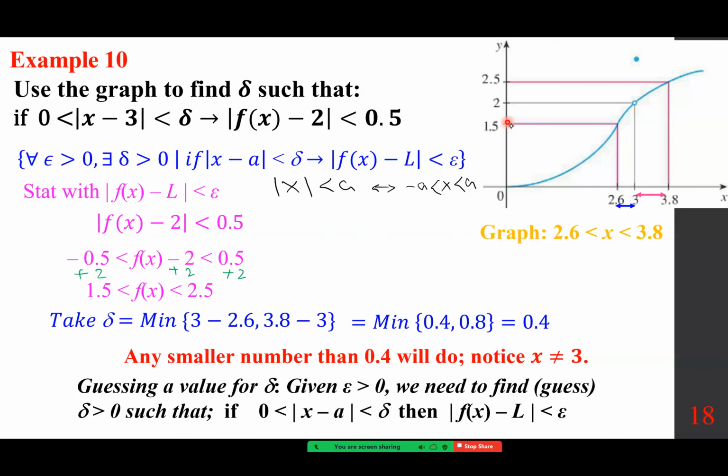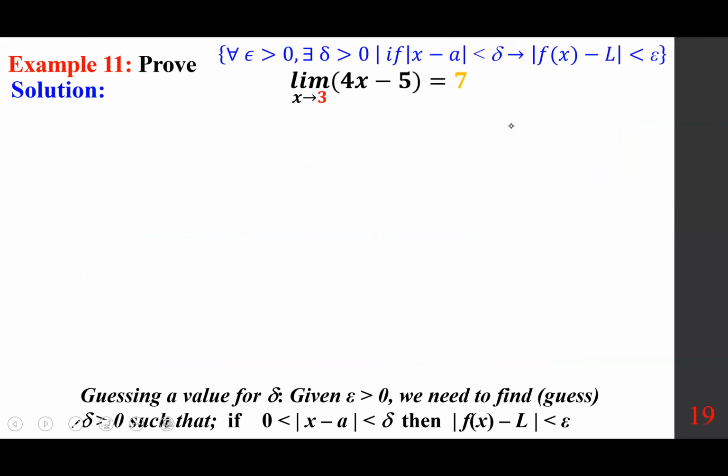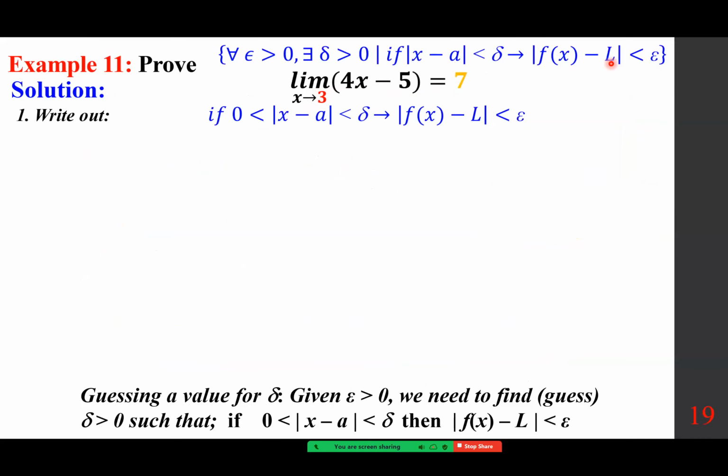As far as the proof, I'll go over an example to prove the limit of 4x minus 5 as x approaches 3 equals 7. You know that we just plug in. But as far as the proof is concerned, I'm going to show you one proof and the rest of them follow in the same manner. And I will start with this definition. We're going to write out this one. This is how you go with the proof.